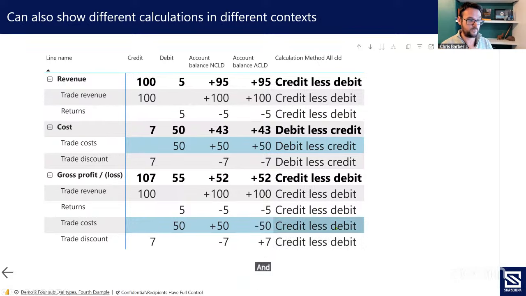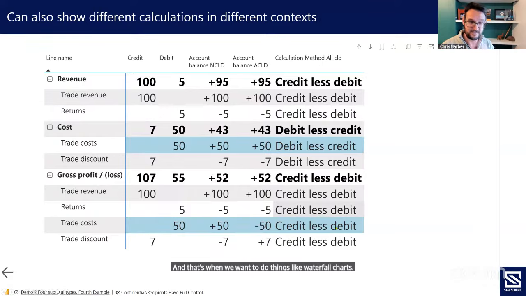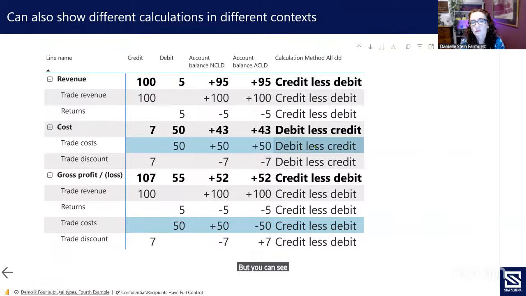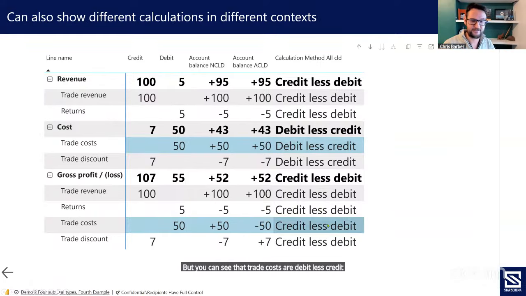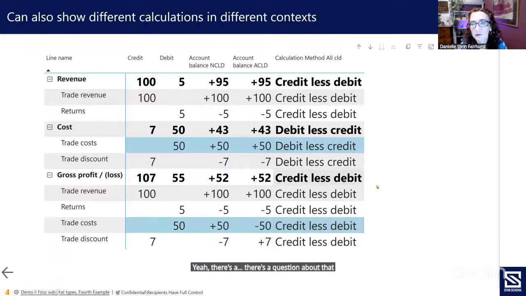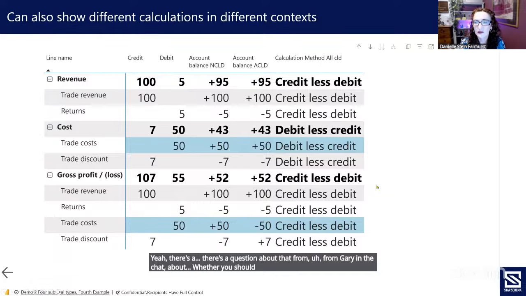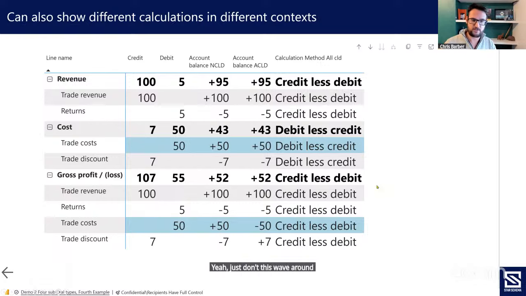And that's when we want to do things like waterfall charts. When we do a waterfall chart, we need everything to be additive, otherwise it's not going to work. But you can see that the trade costs are debit less credit in one context and credit less debit in another. There's a question about that from Gary in the chat about whether you should do credit less debit. Is it because of the waterfall charts that you're doing it this way around, or is that just standard? Yeah, just done it this way round for waterfall charts. The solution allows you to do it both ways because you need both basically.